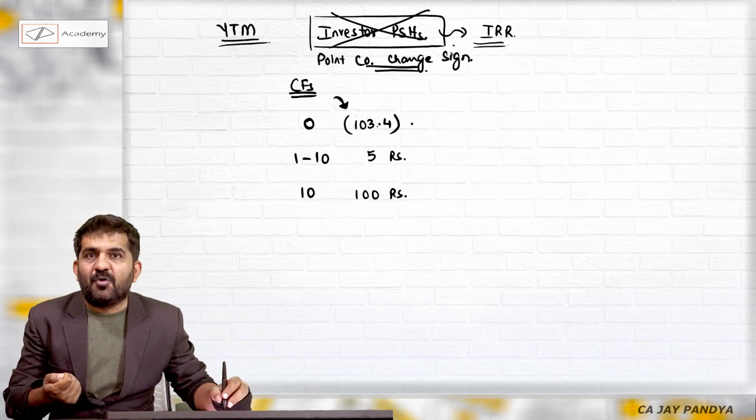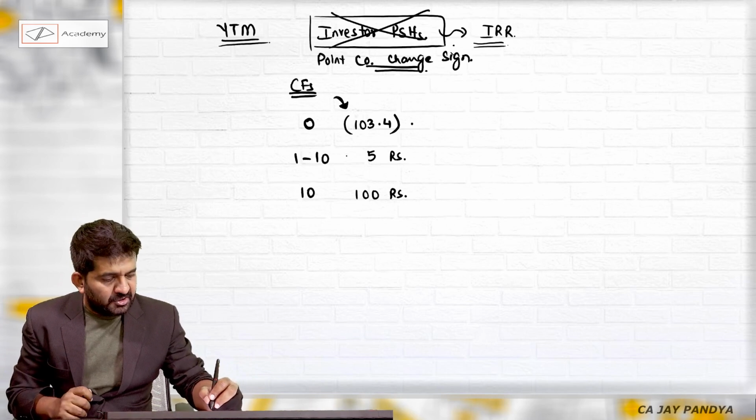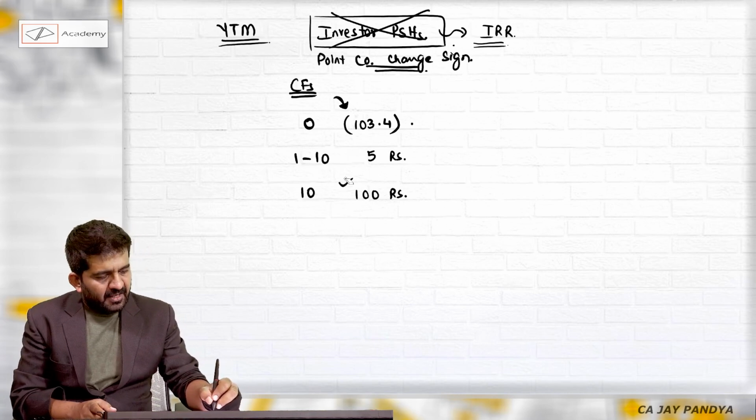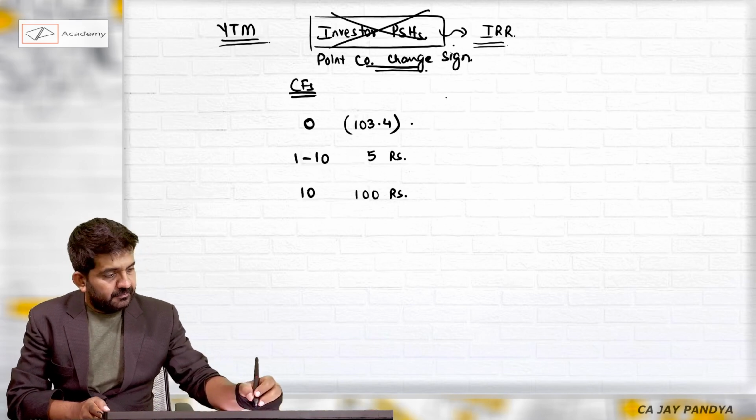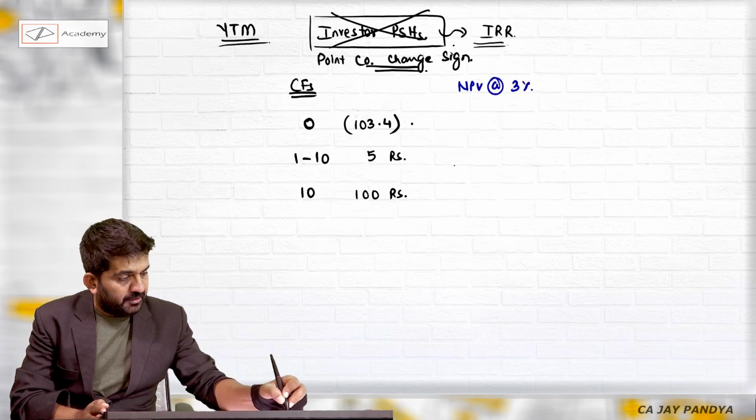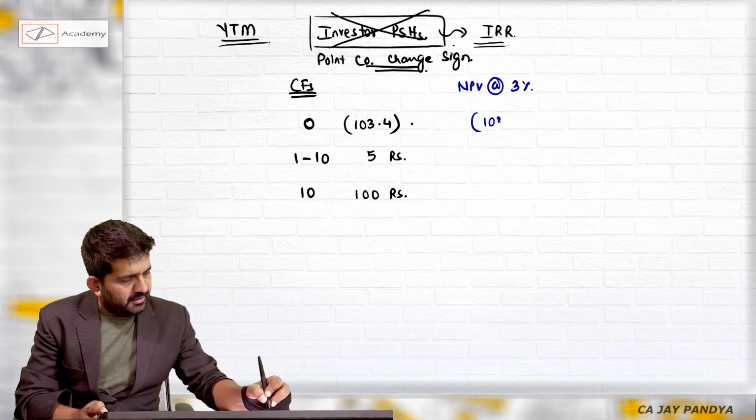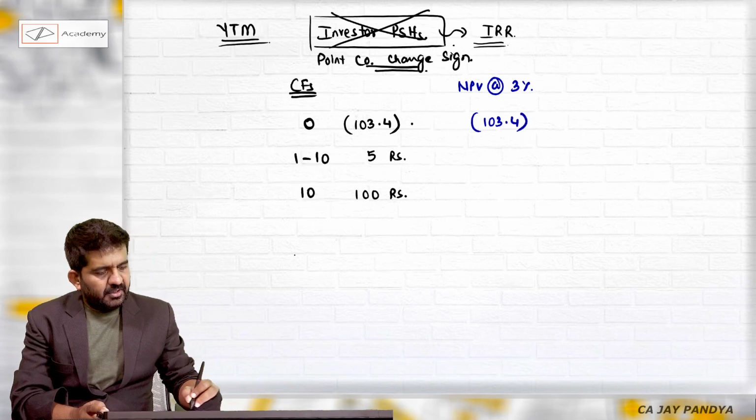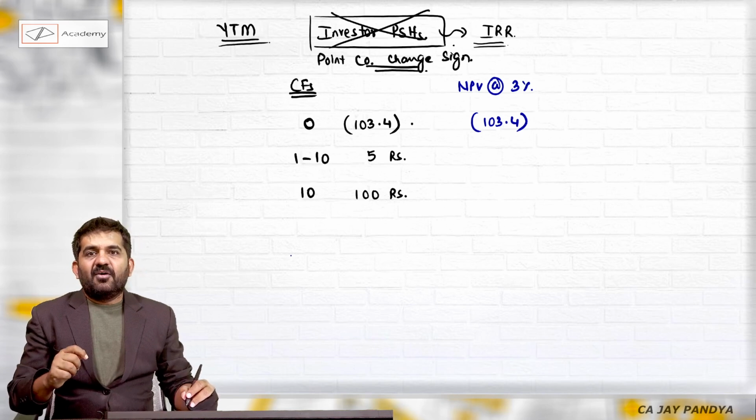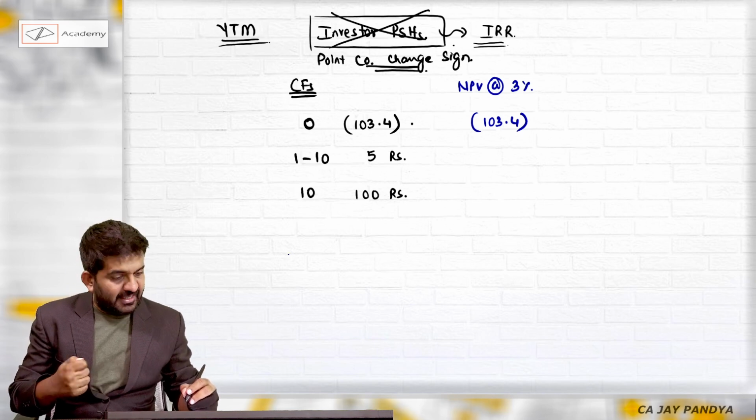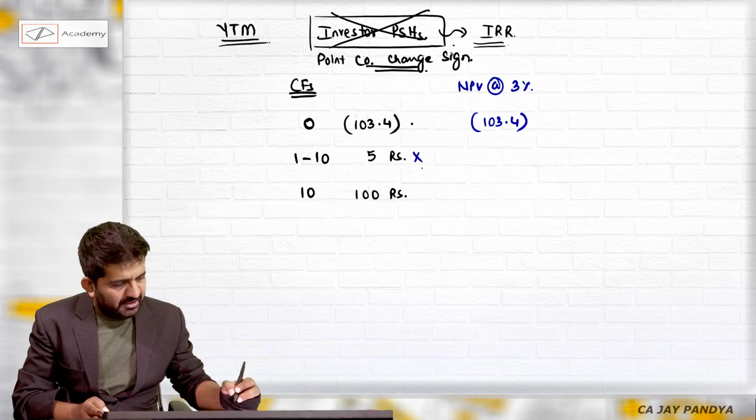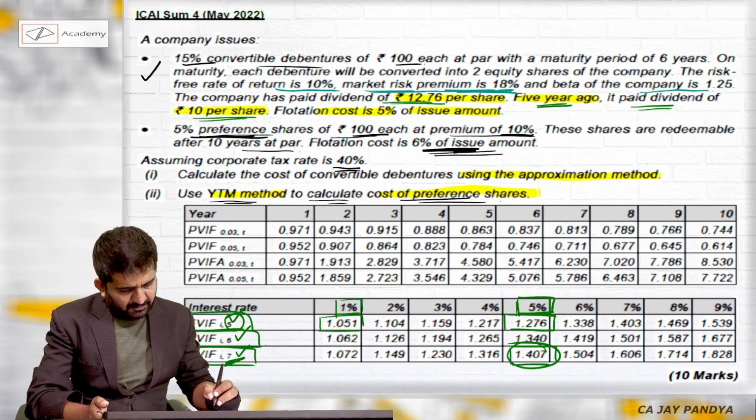This is cash inflow for the company, but I have written negative. This is cash outflow for the company, but I have written it as positive. I am finding out NPV at the rate of 3%. So this will remain 103.4. This, how to find out the present value of annuity for the period of 10 years at 3% rate of return. I can directly multiply the factor which might be given in my answer.